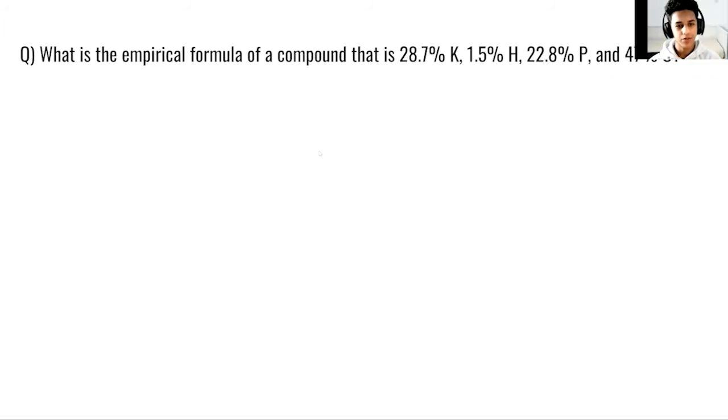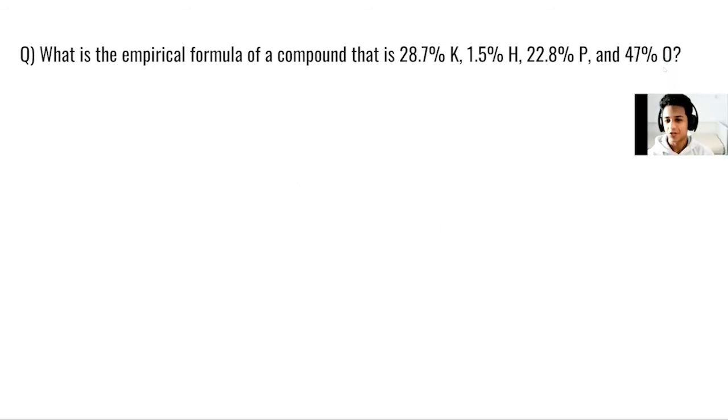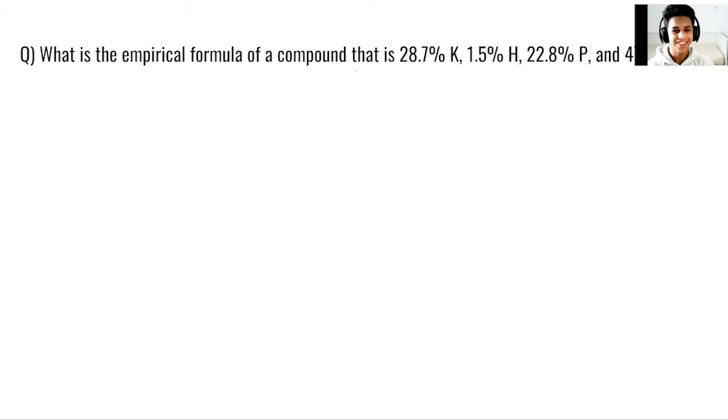What is the empirical formula of a compound that is 28.7% K, potassium, 1.5% hydrogen, 22.8% phosphorus, and 47% oxygen?